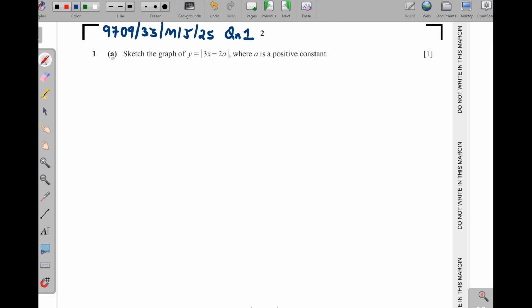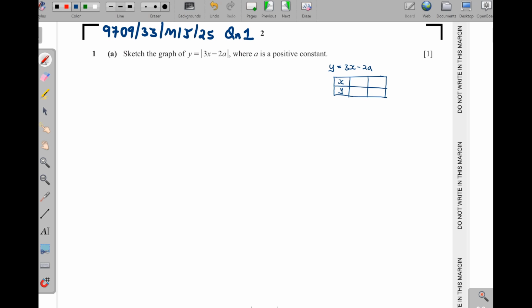They are saying part A, sketch the graph of y is equal to the modulus of 3x minus 2a, where a is a positive constant. Now when I'm sketching this one, I'll first consider the equation of a straight line, which is y is equal to 3x minus 2a. And then I just find two coordinates, especially where the graph meets the x and y axis, okay?